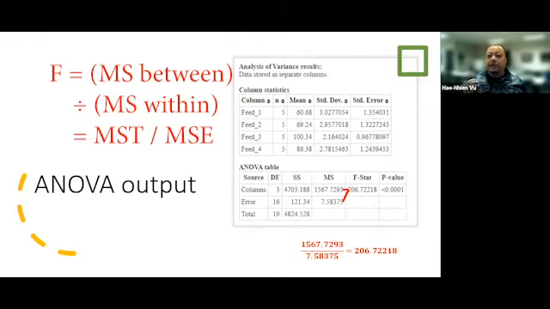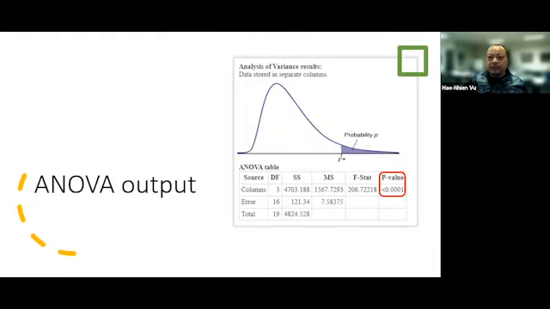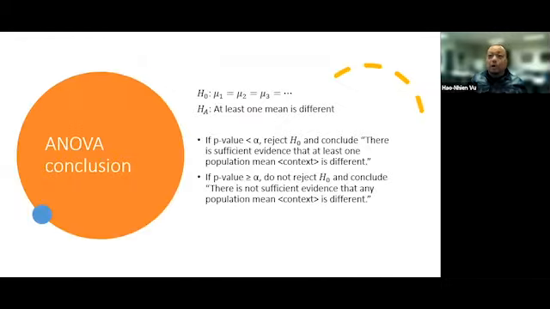1567.7293 divided by 7.58375 is 206.72218. And over here is the p-value. Because ANOVA is a right-tail test, a large F-stat gives us a small p-value and vice versa. Once you have the p-value, then you can compare with alpha and draw the conclusion.